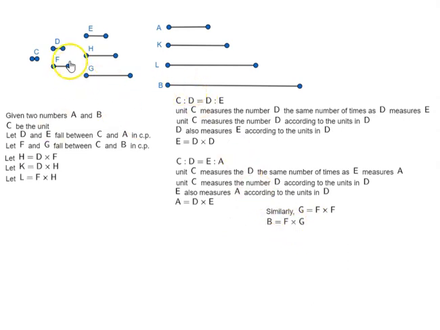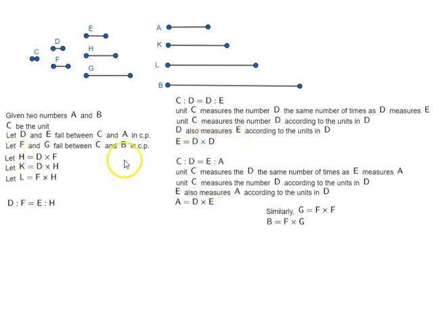So, which means D is to F as E is to H. From where did this come? D measures E, because E is D square. So E is equal to D times D. So D measures E and F measures H, because H is equal to D times F. So F measures H the same number of times.